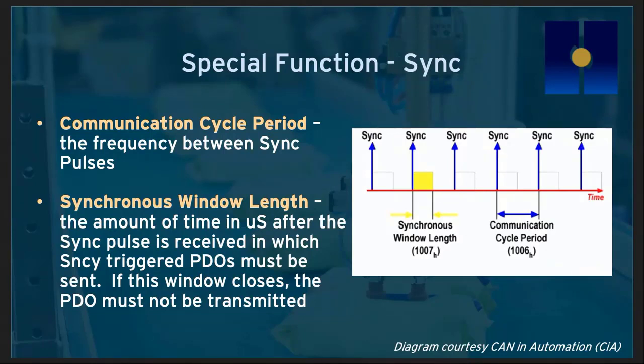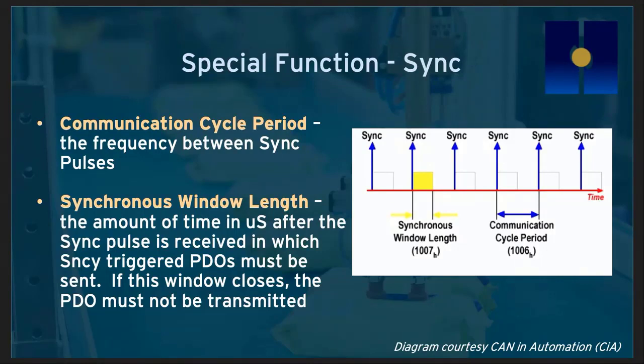Now there's actually 2 parameters that you can configure with the sync pulse, and that's done on the master side. On the OCS side, there's the communication cycle period, which is the frequency between sync pulses. So if you want to send out a sync every 20 milliseconds, the communication cycle period would be 20 milliseconds. And it's specified in microseconds, so it's got a lot of resolution.